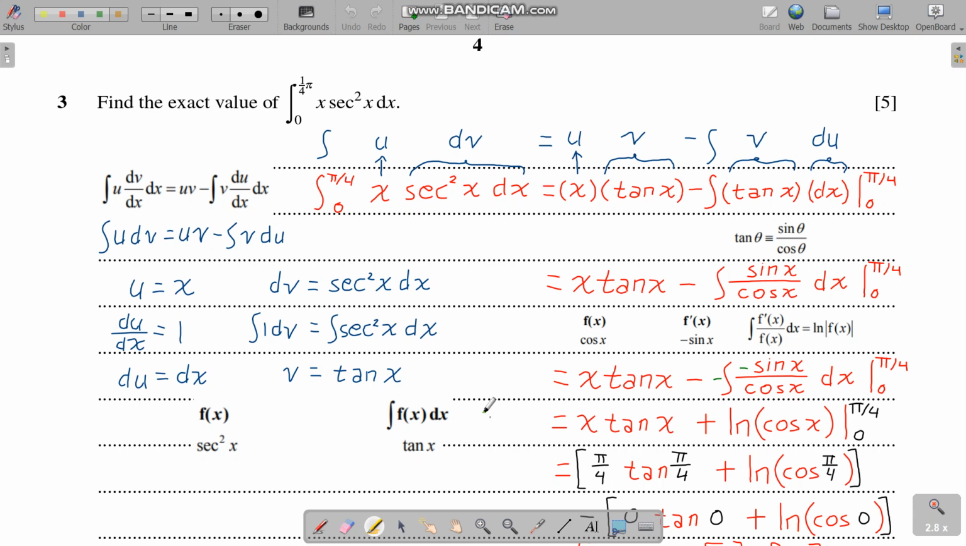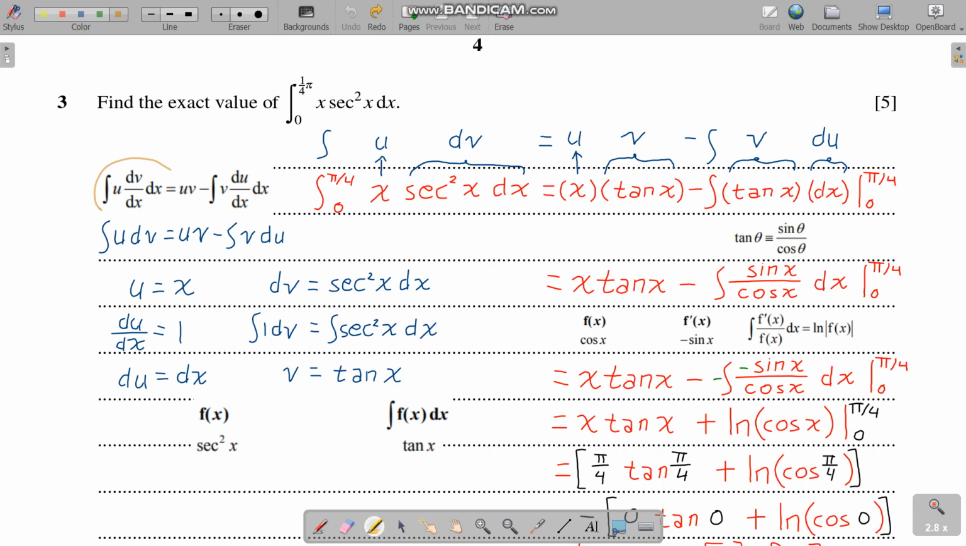This is about integration. Find the exact value of the integral from 0 to 1/4 pi of x secant squared x dx. So if we have something algebraic or polynomial, so a simple x or x squared or something, times secant squared x, something trigonometric, we have to use integration by parts.